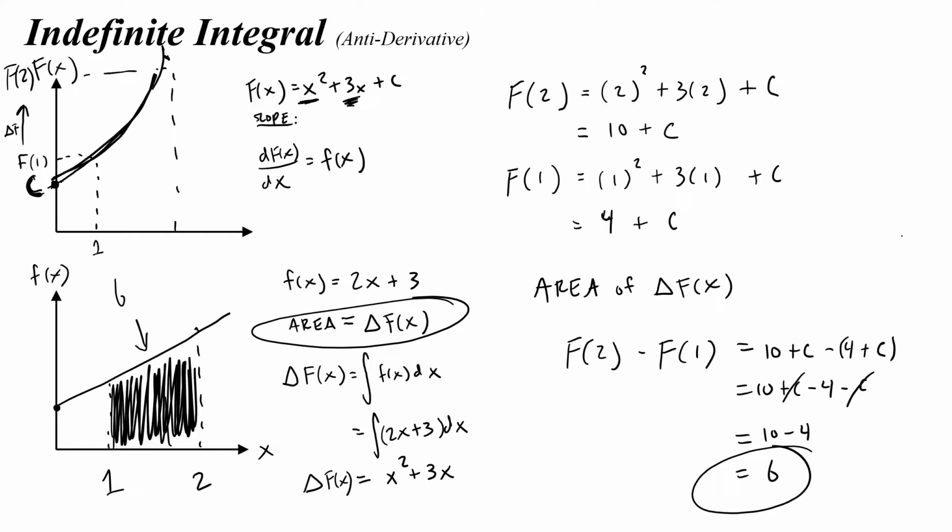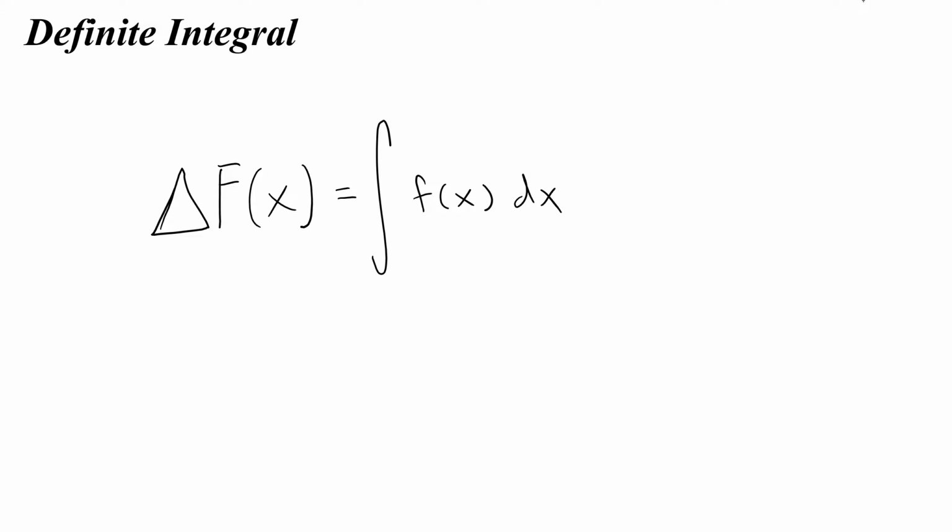In this problem that we did together, we would say 2 was our upper bound. We call that b. And 1 was our lower bound. We call that a. On our integral, we would say b is the upper and a is the lower. Okay, so the change in f of x, capital F of x, is equal to the integral of some lowercase function f of x from a to b. That's how you would read that.